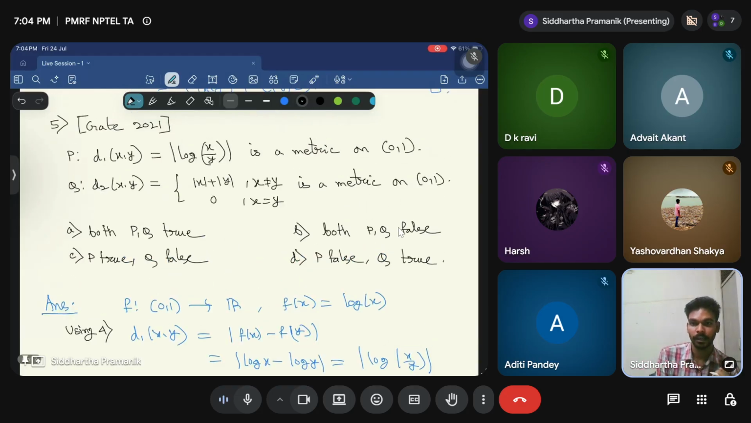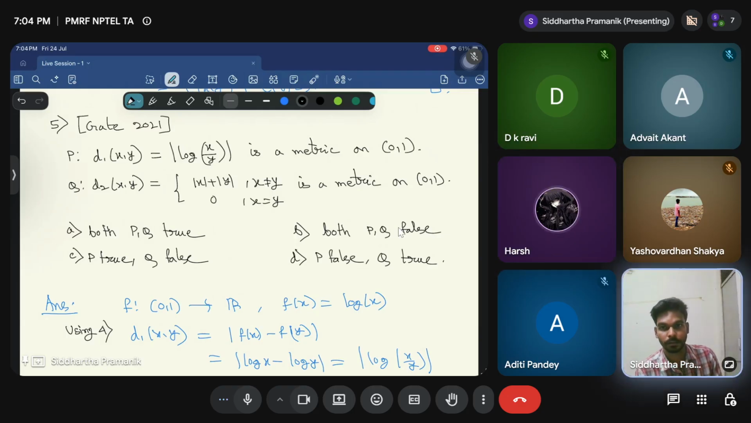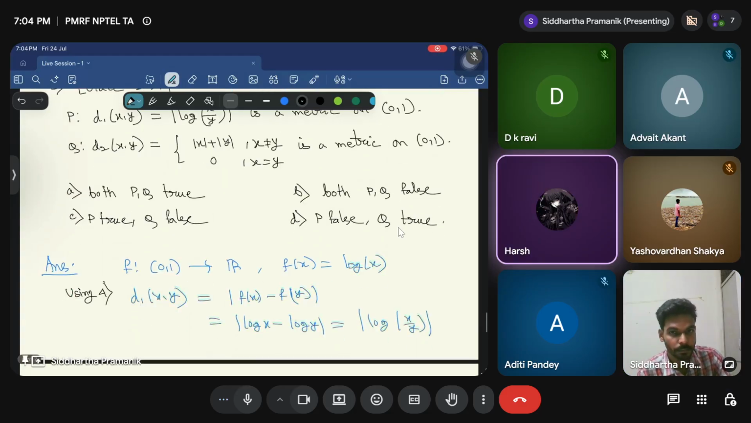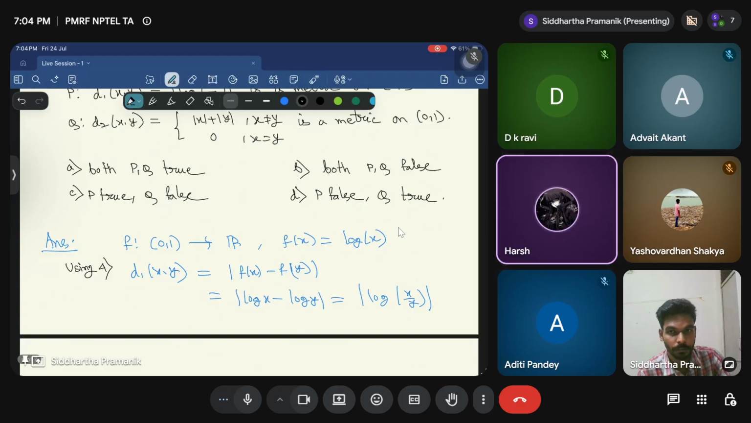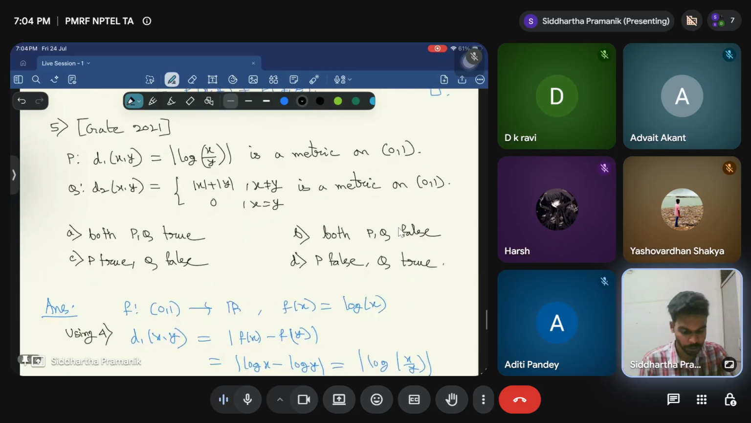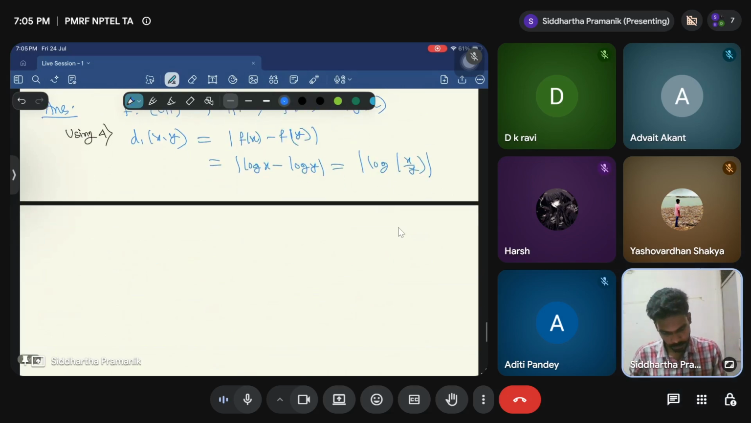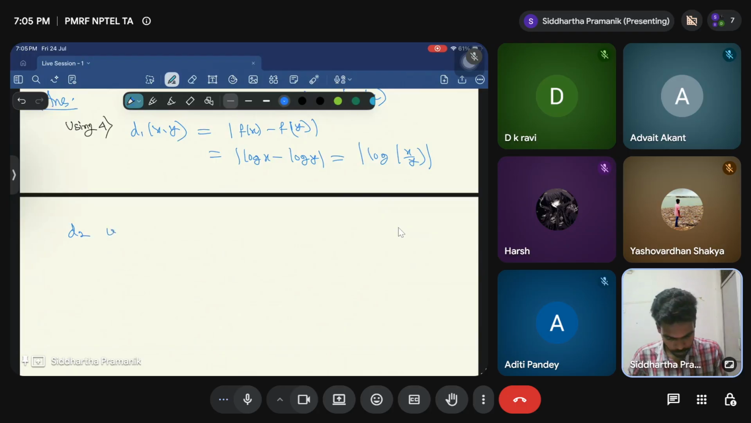Yeah, any guesses? So it's also a metric, because when x is equal to y, then d2 is 0, and when it's not equal to y, then d2 is positive because we are taking absolute value. Yeah, we need to check it by the definition. So this is actually a very easy one. So D2 is a metric.